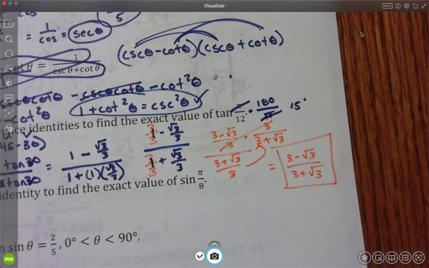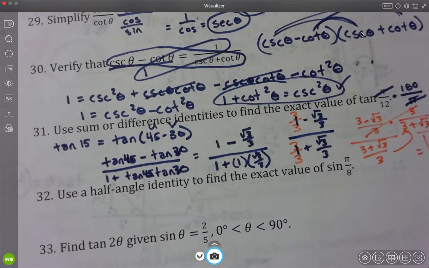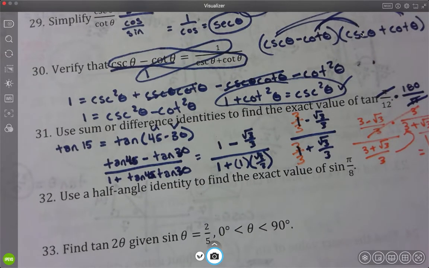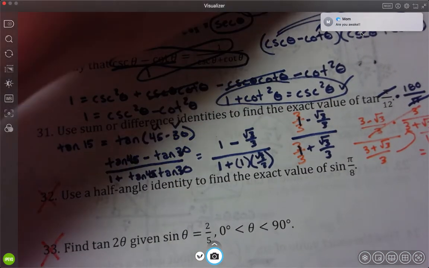Okay, all right, I'm going to skip these next two. I don't care for sum and difference and half angle and so on.